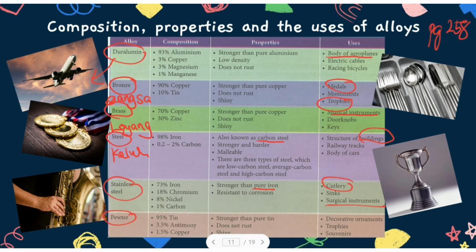And the last one is pewter. 95% of tin, antimony, and copper. Stronger than pure tin, does not rust and shiny. Okay, the uses of pewter: souvenirs, decorative ornament, and trophies.